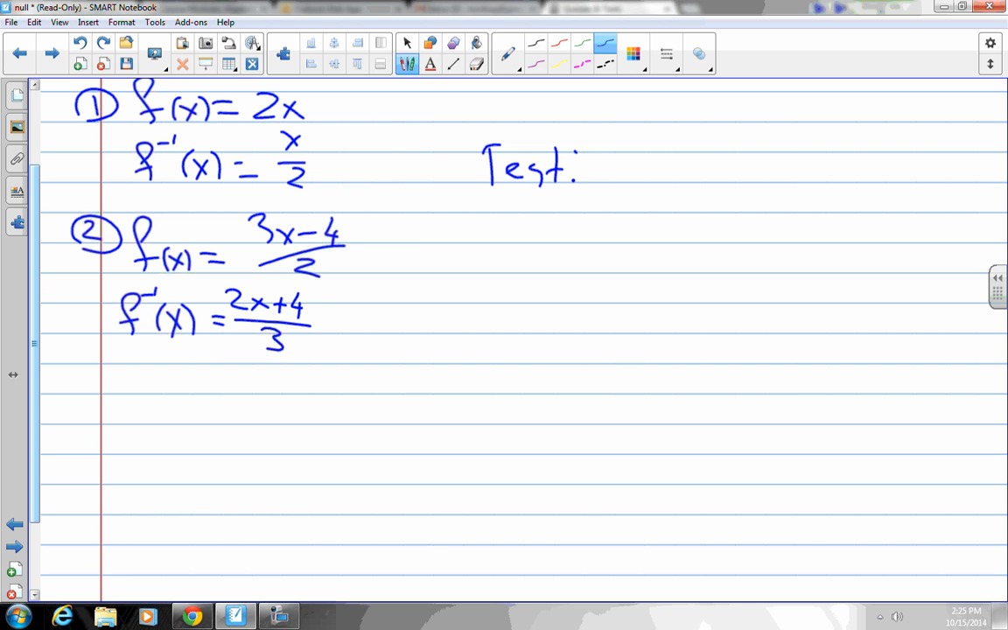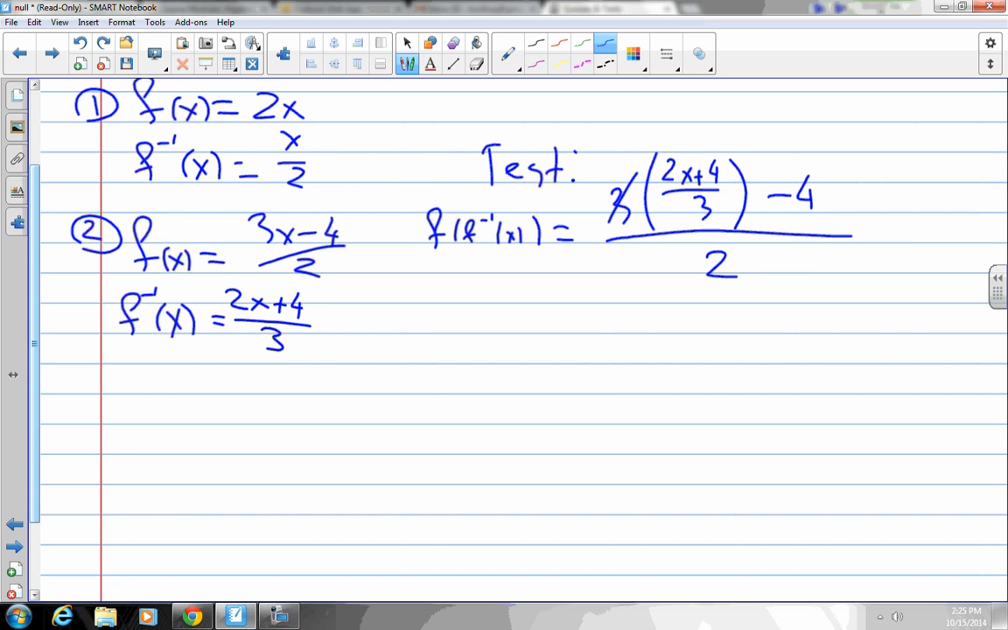If I take the composition, if I do f of f inverse, so that's 3 times whatever it is I believe the inverse is, (x minus 4) over 2, right? That's the composition. So simplify that. 3's and 3's cancel. We're left with 2x plus 4 minus 4 over 2. Right? 4 and a 4 cancel. 2x over 2. 2 and a 2 cancel, so we get x. Right?